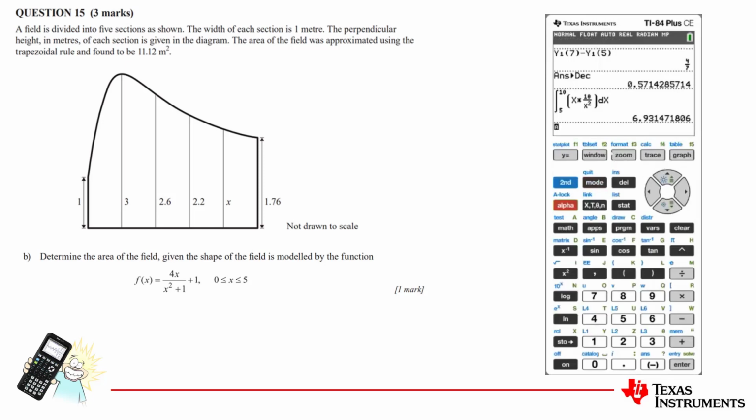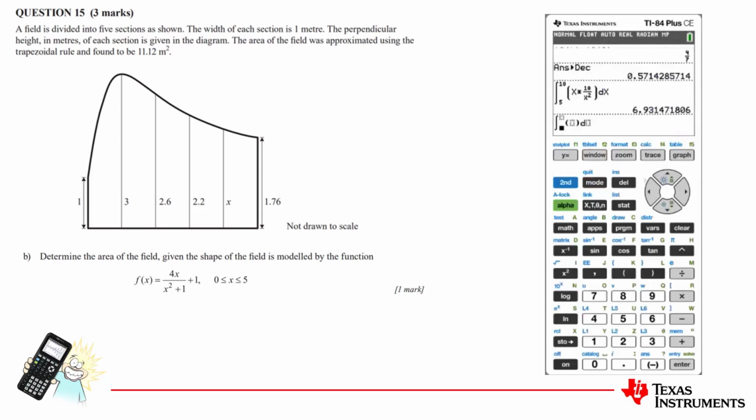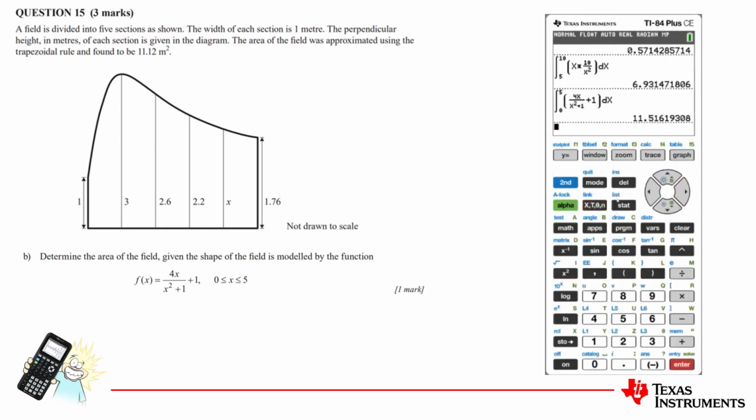perfect. So again, if I go alpha, window, get my integral up, from here I'm looking at the values between 5 and 0. Then I'm going to input my function, so 4x over x squared plus 1, and then I'm going to add 1 to the end as well, and I'm integrating with respect to x. I'm going to press enter, and there my actual area, according to integration, is 11.51 or 52 if I round up to 2 decimal places, meters squared. There we go.